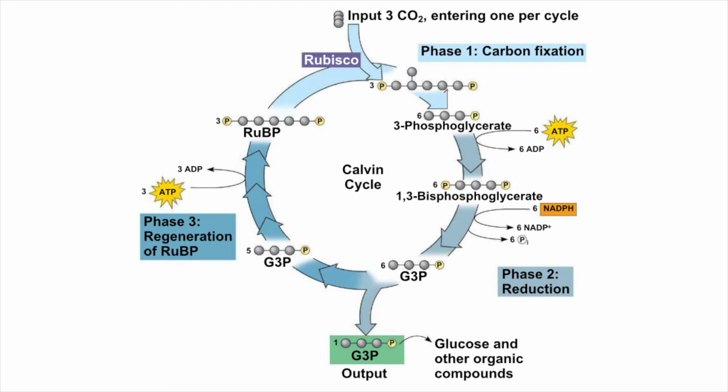Now, I want you to notice that there are 3 ATP that are needed for this phase 3 of RuBP regeneration. And that's what we're going to be discussing in a moment. How do we get that extra ATP?